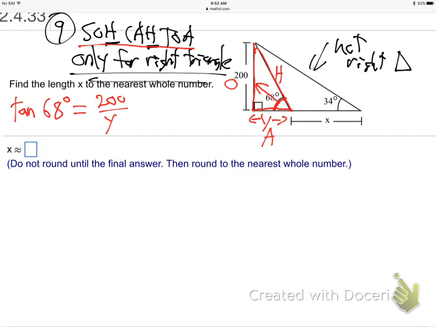Multiply by y. Whatever's in the denominator, be it a number or a letter, whatever's under the bar, we multiply by, don't we? So multiply, yeah.